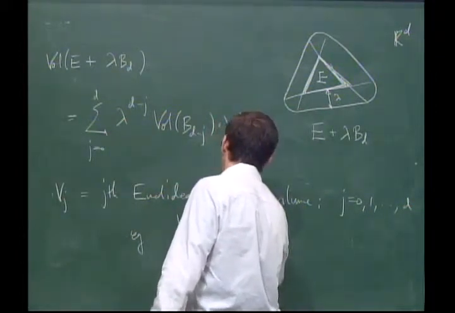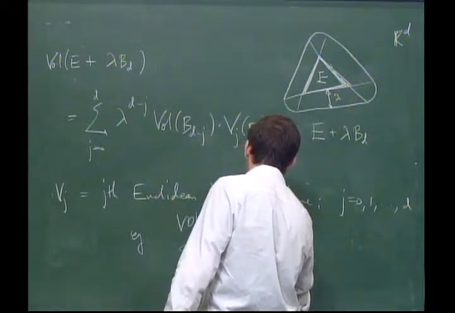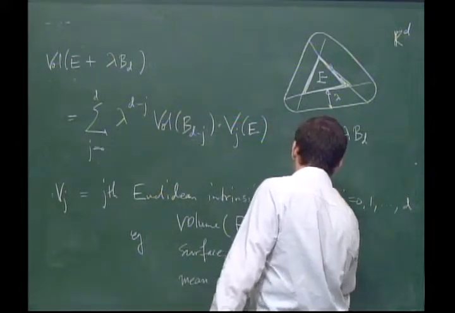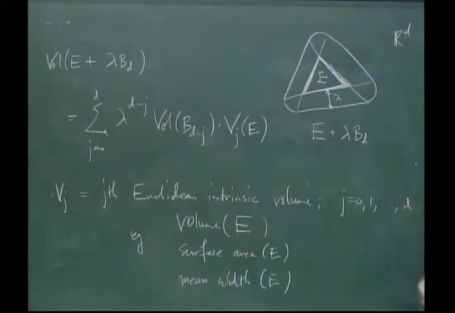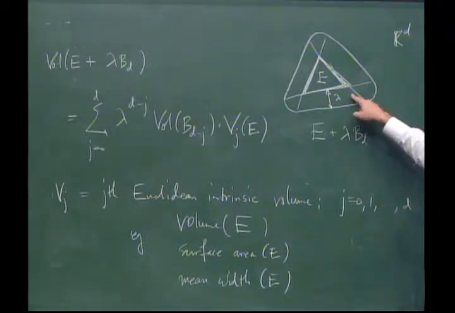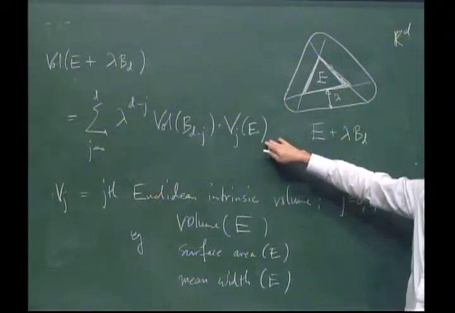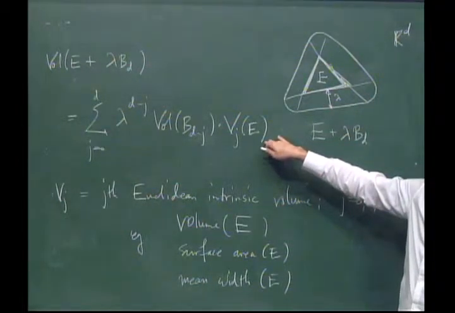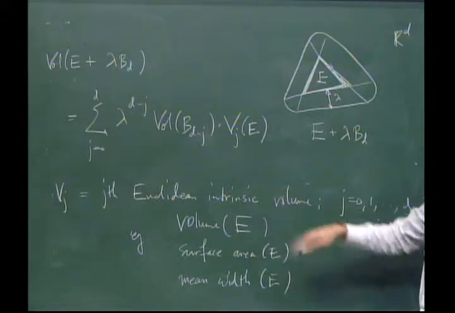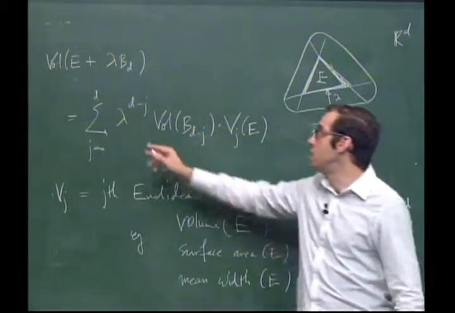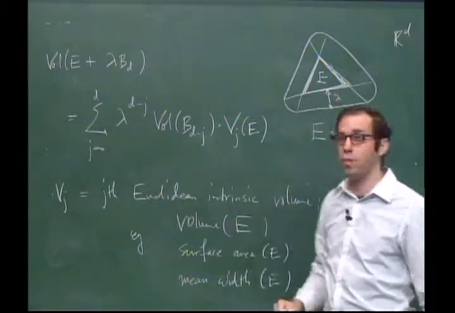V1 is proportional to the mean width. So these are all more familiar geometric quantities, and they really are measures of the content of this convex compact set E. And the interesting thing about this formula is that when you want to know the size of the parallel body, the only way that the set enters into the calculation is through these numbers, this basic geometric data. Beyond that, it is simply a polynomial in the size of the expansion.